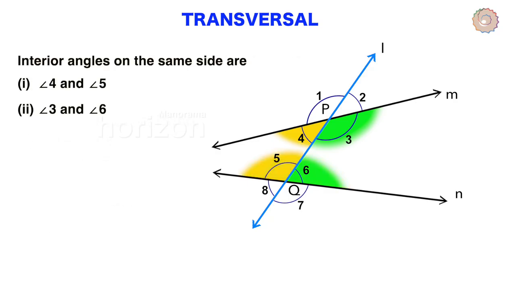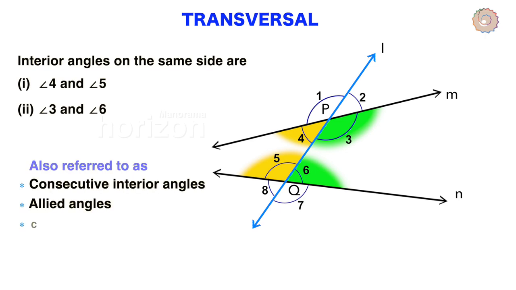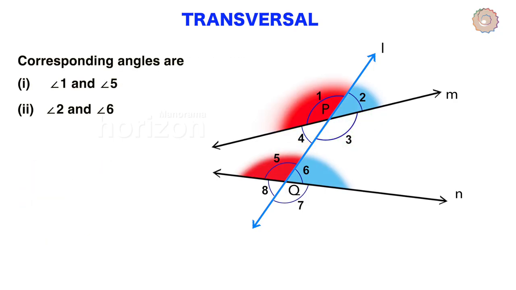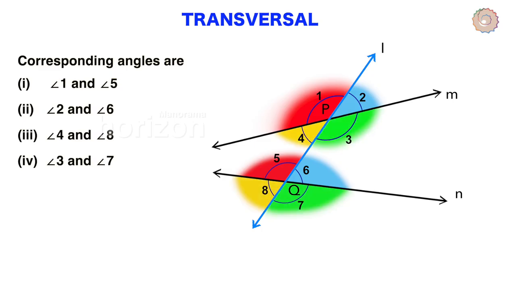Interior angles on the same side are angles 4 and 5 and angles 3 and 6. They are also referred to as consecutive interior angles or allied angles or co-interior angles. Corresponding angles are angles 1 and 5, angles 2 and 6, angles 4 and 8 and angles 3 and 7.